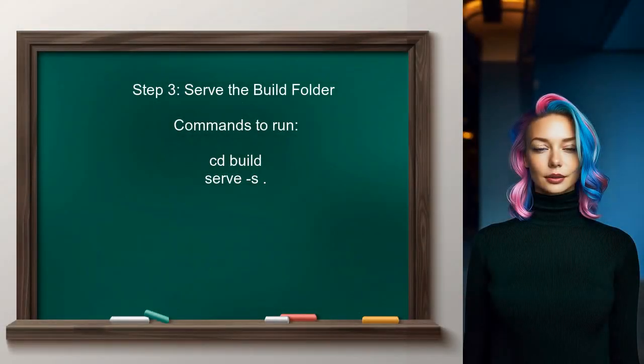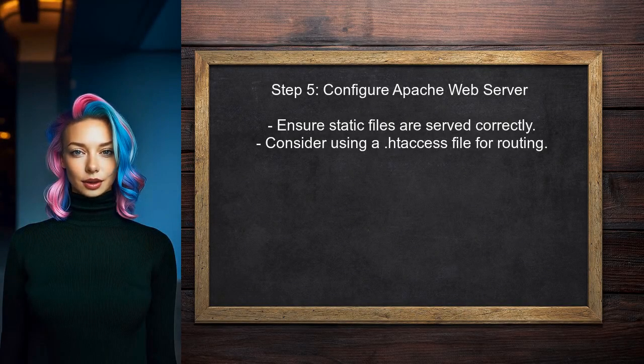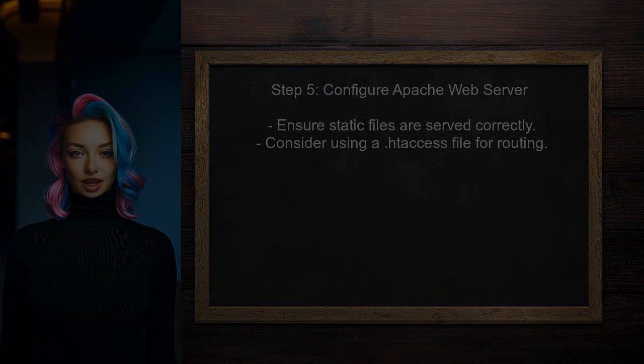After installing the server, the user should navigate to the build folder in the terminal and run the command serve -s. This will start a local server that serves the build files correctly. Once the server is running, the user can access the application by going to the URL provided in the terminal, typically http://localhost:5000. This should display the application as intended. If the user is deploying the application on an Apache web server, they need to ensure that the server is configured to serve the static files correctly. This may involve setting up a .htaccess file for routing.